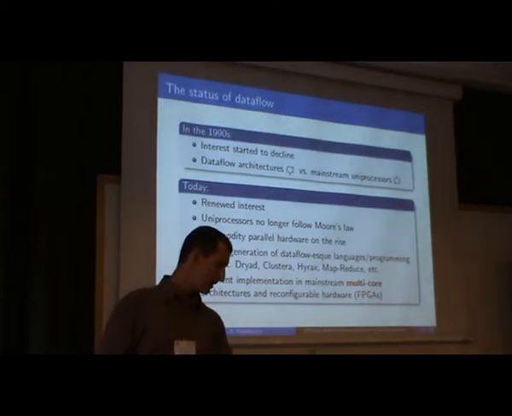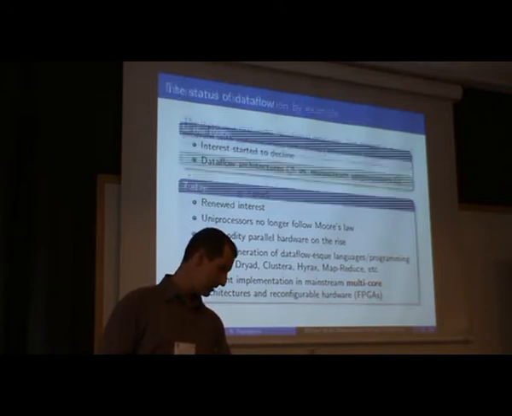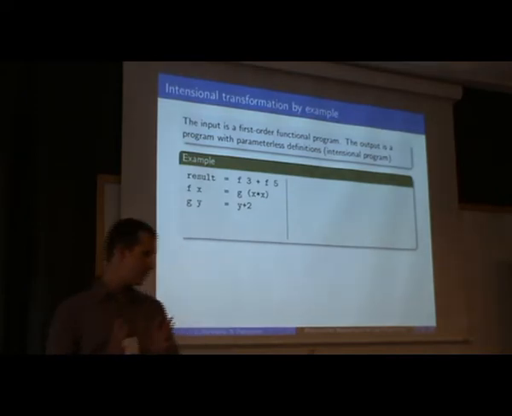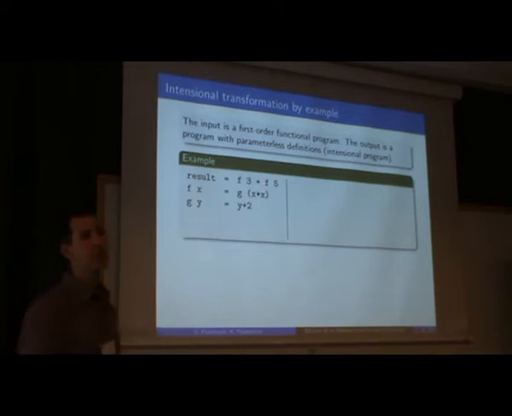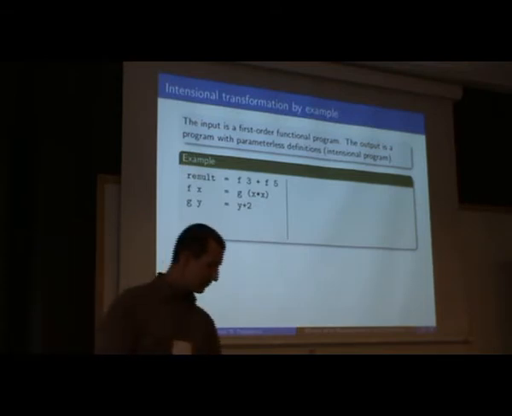So this sort of makes me feel that maybe this idea should be considered again nowadays. So, just a small example to understand how this intentional transformation works. Let's say we have this very, very small functional program. And the idea is the following.